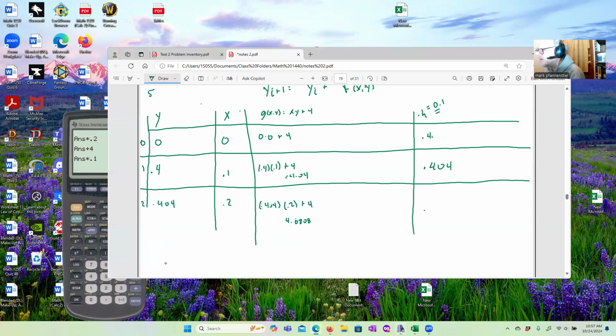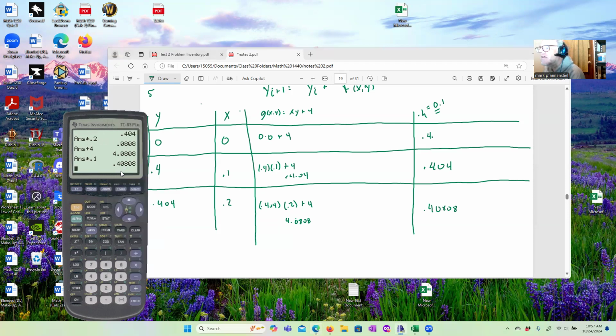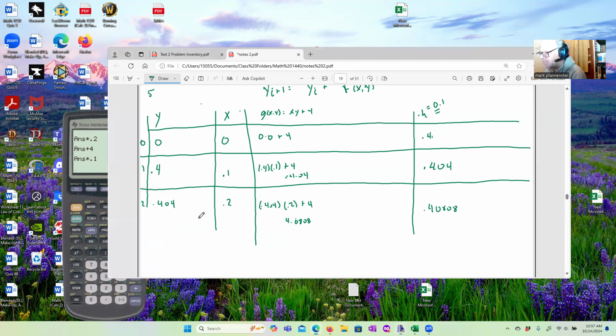So 0.40808. And this is what's going to come to the next value. Okay, so we're going to come over here. We're going to say, okay, so this was 0.40808. What is my x value? It is going to be 0.3. Okay, so we'll go ahead and do that.